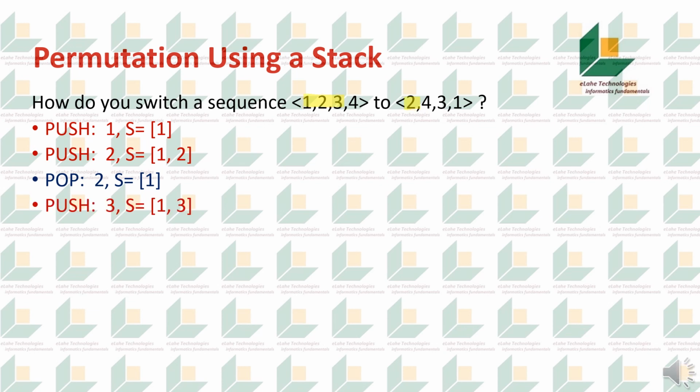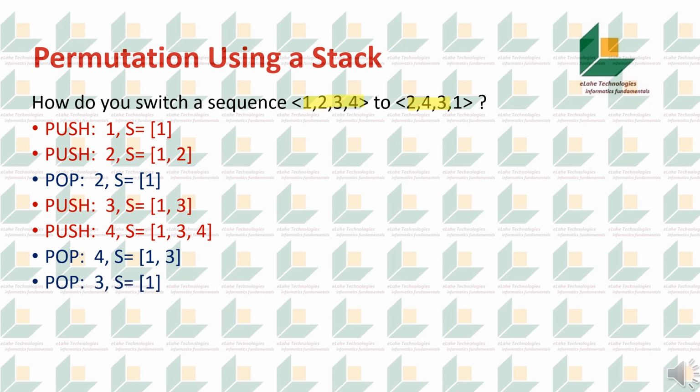The next element of the sequence is 3. We push 3 onto the stack S. The next element of the sequence is 4. We push 4 onto the stack S. Next, we pop 4 from the stack S. 4 goes to the output. Next, we pop 3 from the stack S. 3 goes to the output. Next, we pop 1 from the stack S. 1 goes to the output. We have transformed the sequence 1, 2, 3, 4 to the sequence 2, 4, 3, 1.